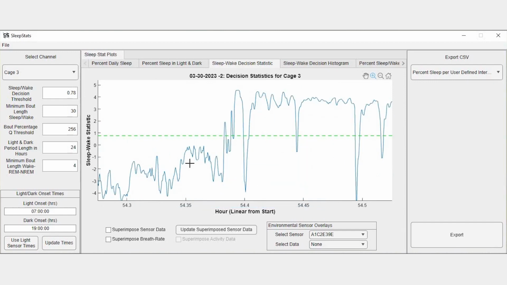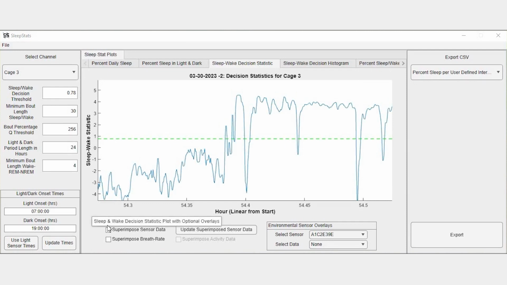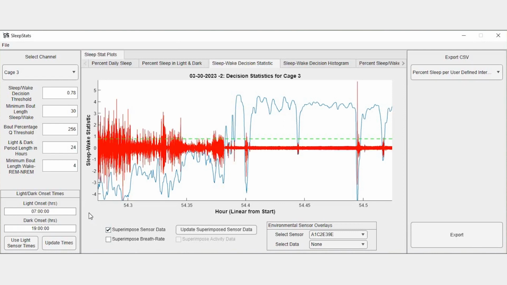This is near a major sleep-wake transition. If the plot zoom or pan is turned off like this, the cursor remains an arrow and indicates the X and Y values of the line plot like this. We can overlay the signal created by animal movements, which are proportional to the pressure changes on the cage floor.